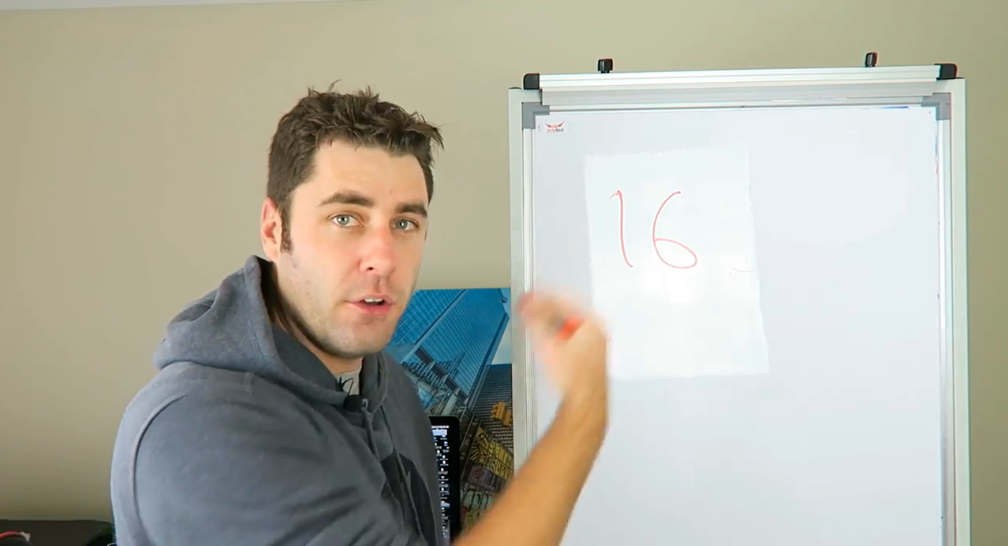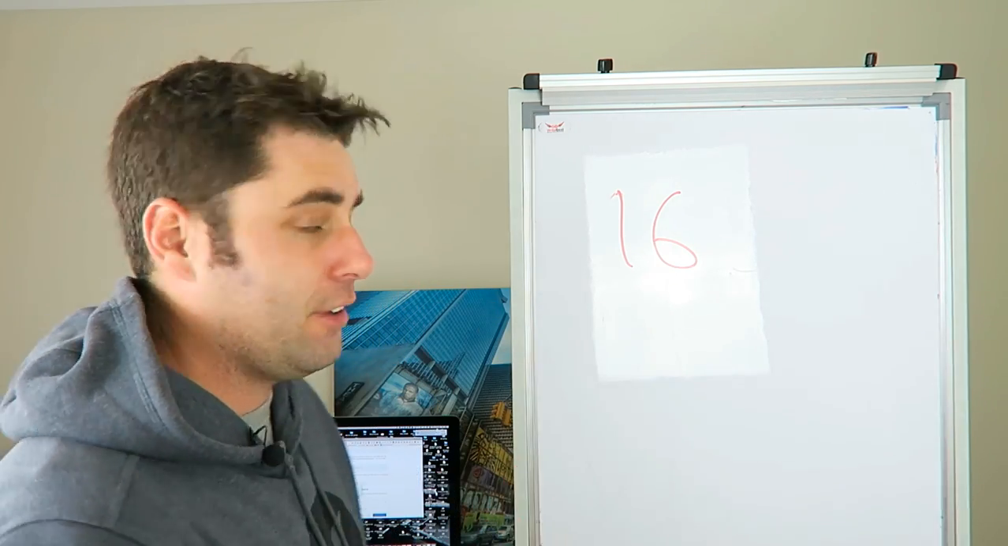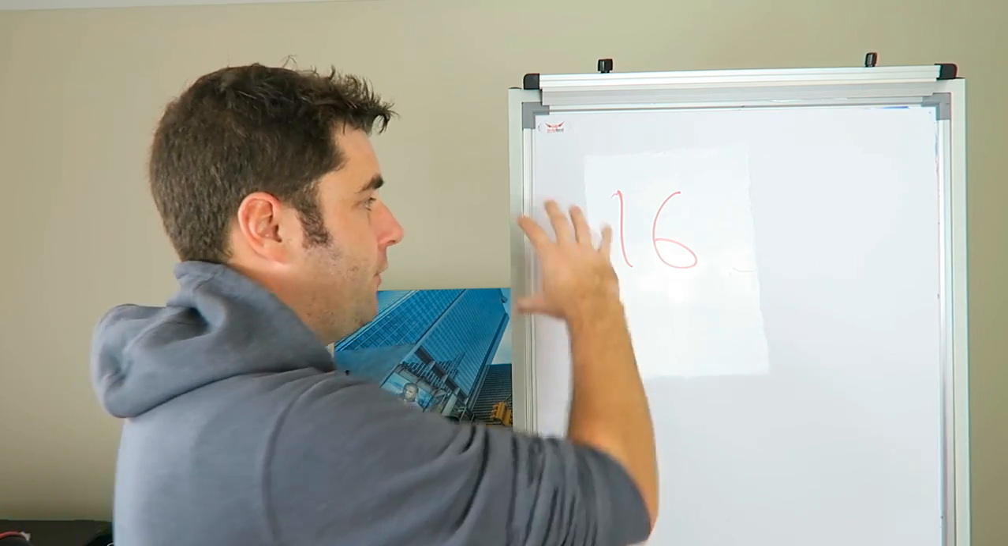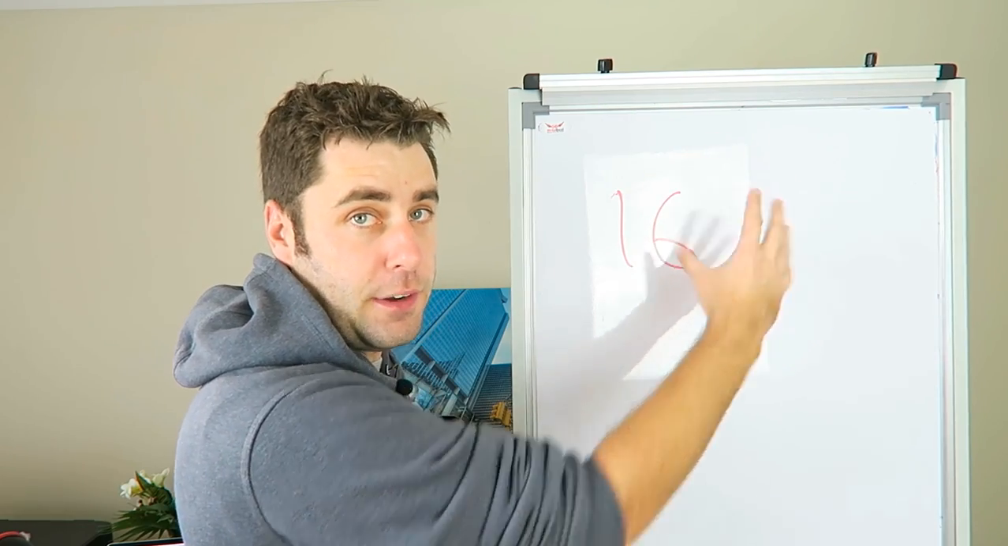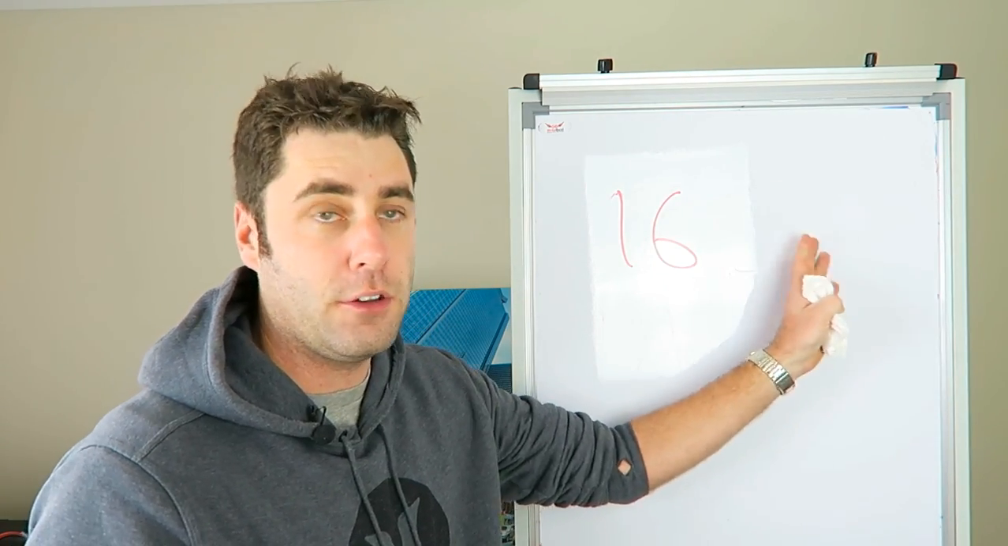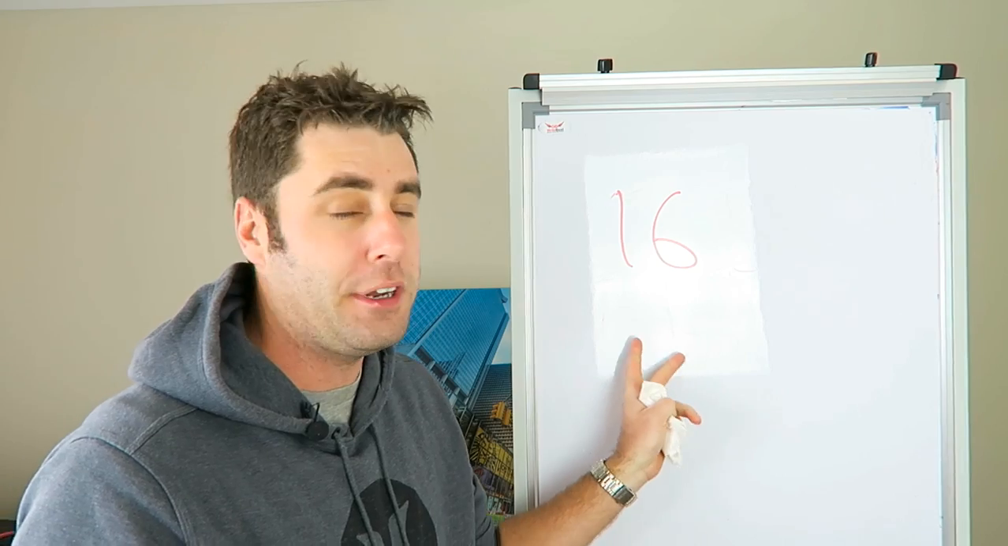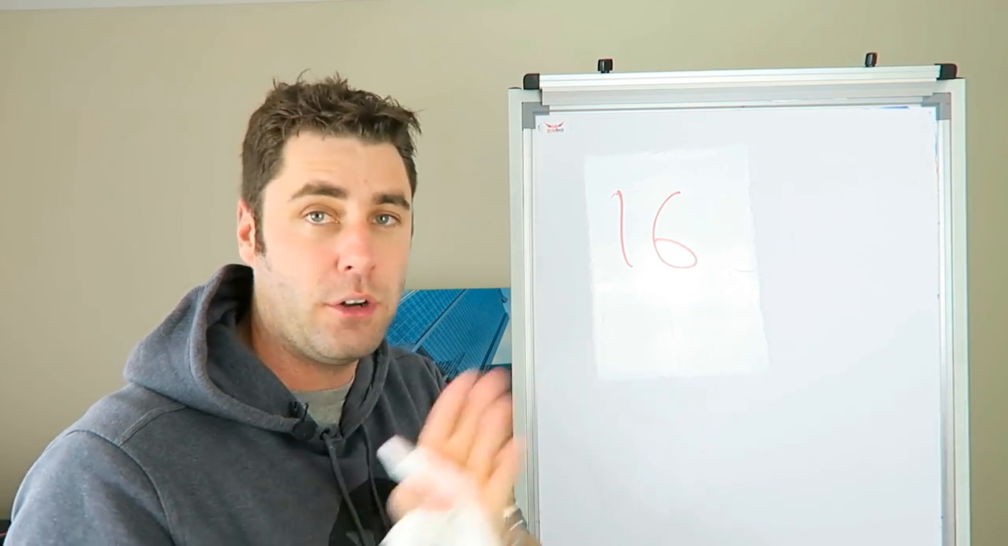You just want that on the first 7 days. You want your opt-in to be free fitness, whatever. You want your OTO to be fitness related, and you want your main product that you're promoting in the first 7 days to be fitness related, or whatever niche you're in.